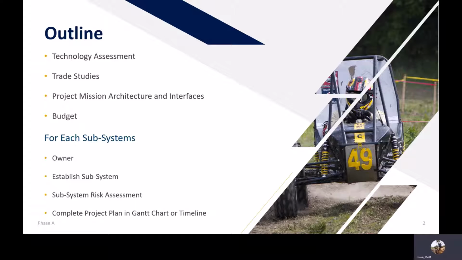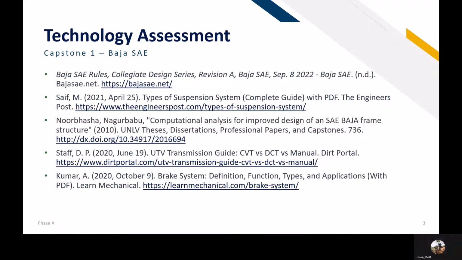Outline. During the presentation, we'll be discussing technology assessment, trade studies, project mission architecture and interfaces, and budget. And for each subsystem: owner, study subsystem, subsystem risk assessment, and project plan. These are the review of the literature in which we use 5.